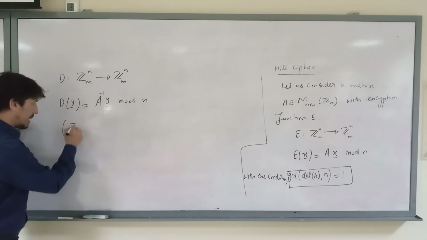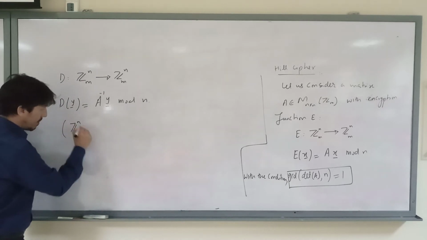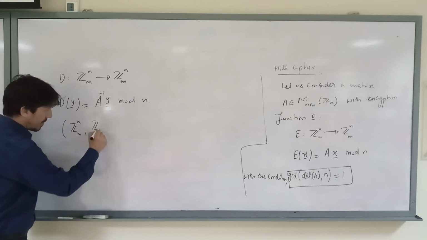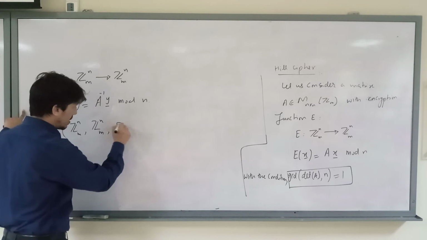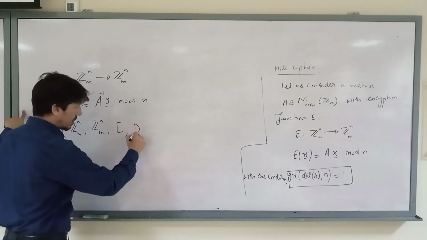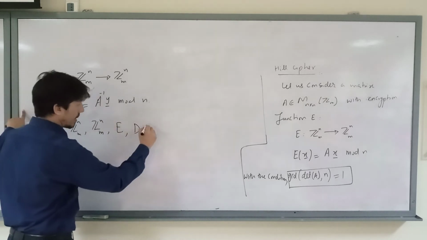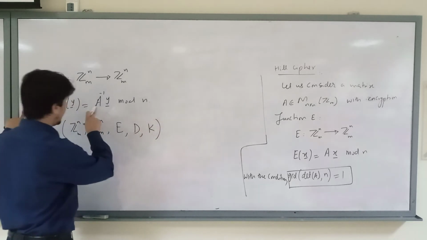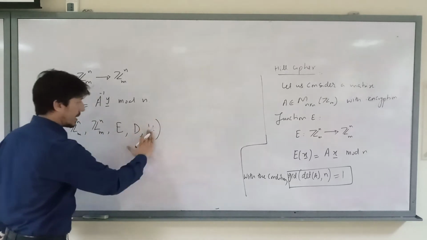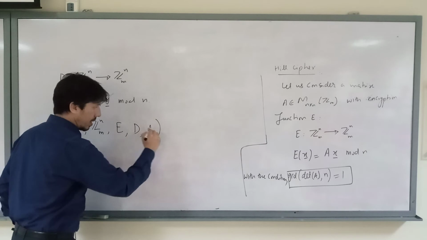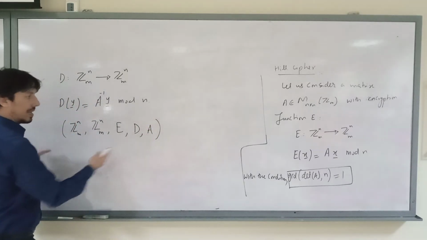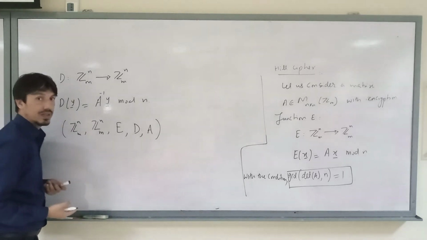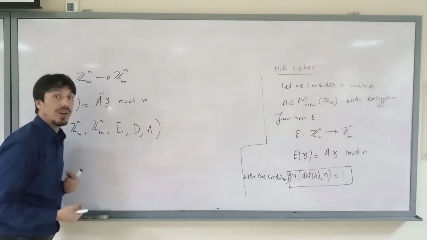What is the set of plain text over here? The space of plain text is ZMN, the set of cipher text is ZMN, this is the encryption function, this is the decryption function, and the key is your matrix A. So this is a 5-tuple. As I told you, a crypto system is, in a simple way, a 5-tuple.